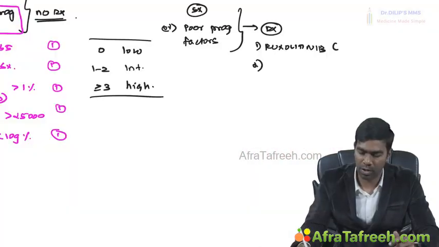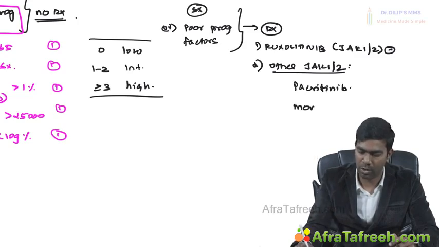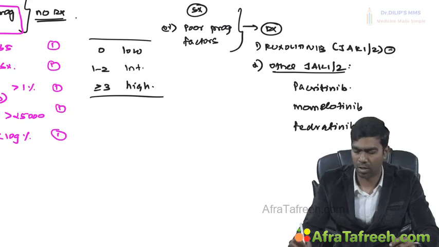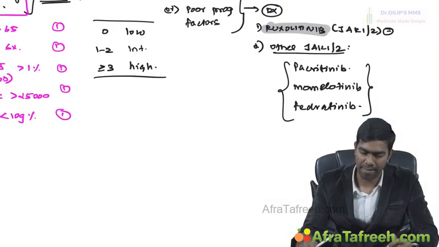So ruxolitinib, we already saw, is a JAK1/2 inhibitor. Other JAK1/2 inhibitors can also be used. What are they? We have pacritinib, then momelotinib, and then fedratinib. All these are in line for approval, but still can be used. But remember, ruxolitinib is already approved for use in PMF. It is clearly proven to increase the survival in these patients.